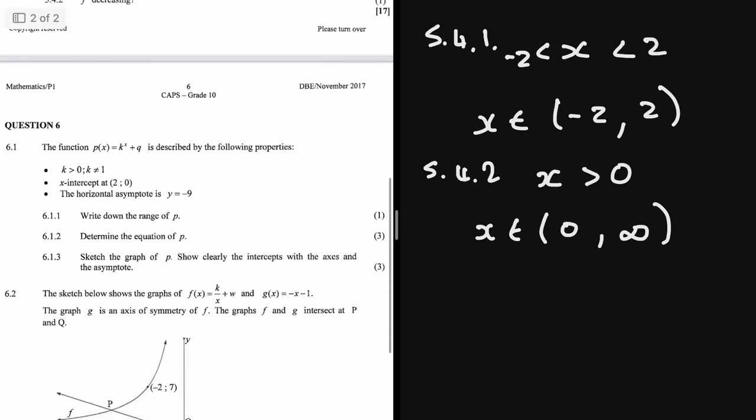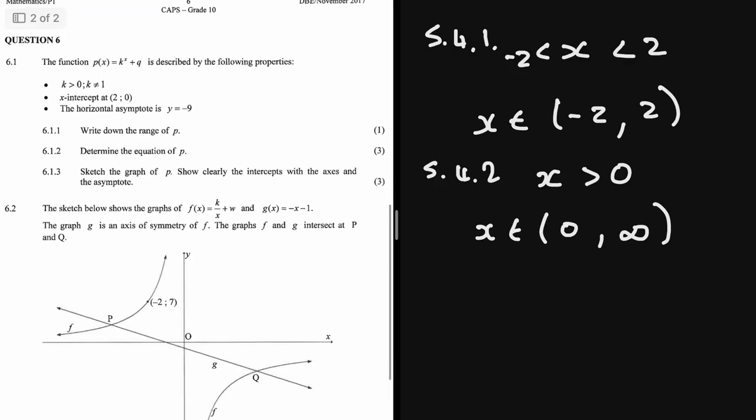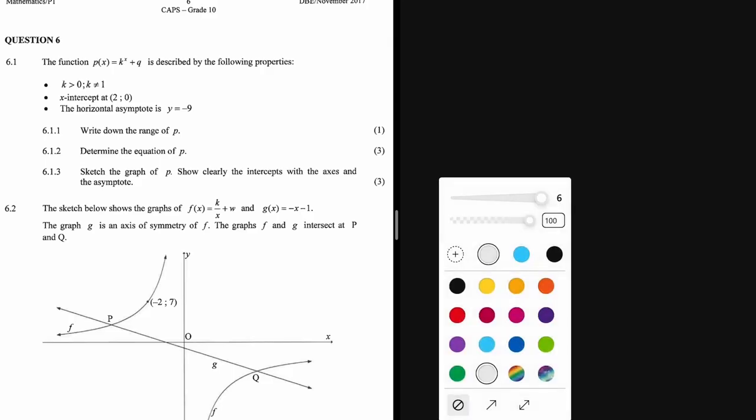On the next question, we have question number 6. Remember, before you start with the question, you must read the statement attentively. They say the function p(x) is given as k to the power of x plus q, and is described by the following properties. Looking at what we have here, this function p is going to be an exponential function, and we already explained the value of q. The value of q is the asymptote, and the value of k in this case will just be the value of b.